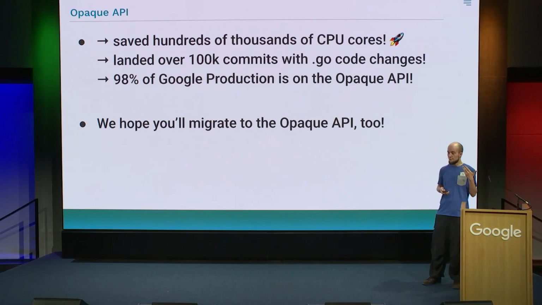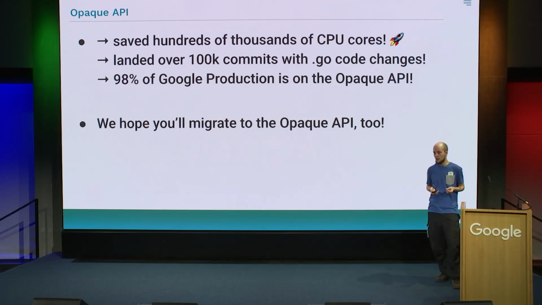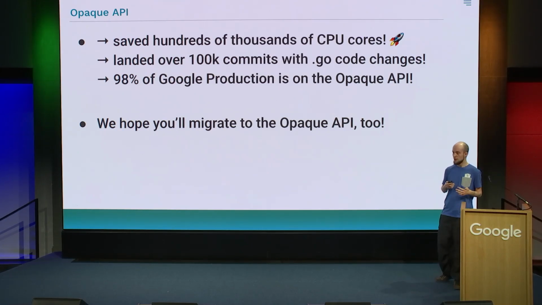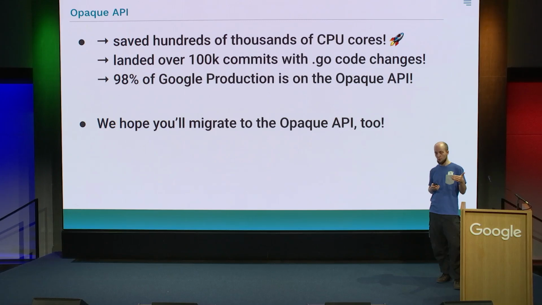And then we have over 98% of Google's production workloads on the Opaque API already, just in case you were wondering, is it ready for usage? And also this tells you that all of the further optimization on Protobuf will be gated on the Opaque API, because that's what we use, so that's what we optimize, right?